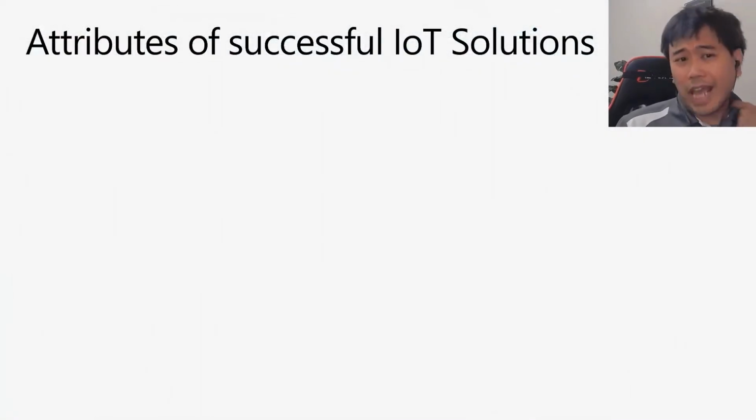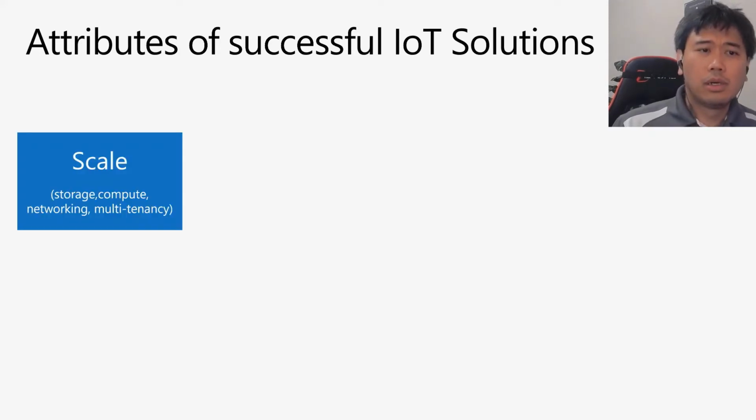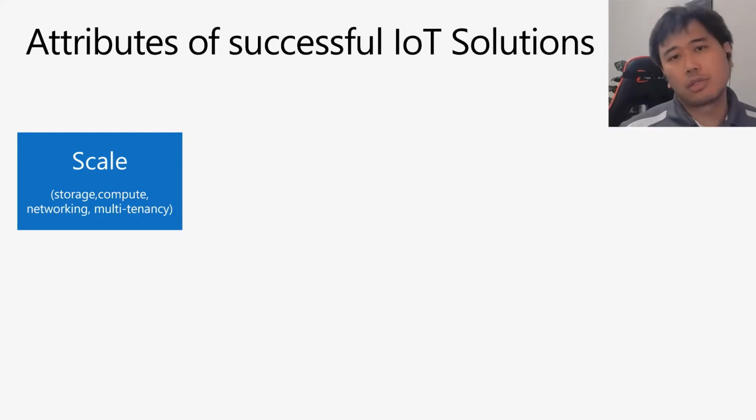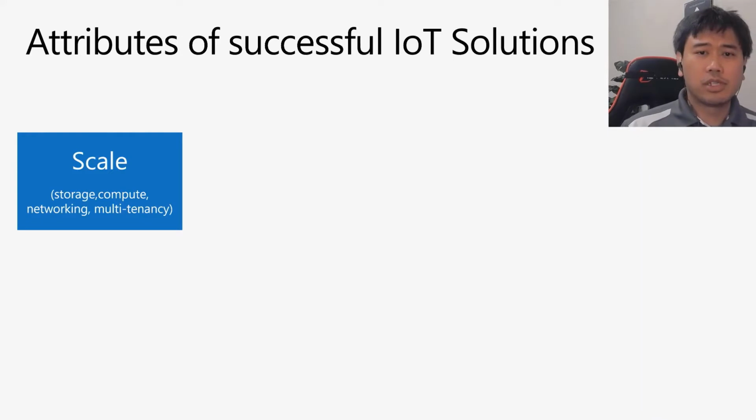And so, what are the different attributes of a successful Internet of Things solution? One is scale, right? When you're building an IoT solution, you got to make sure that the services that you use in the cloud can scale, not just storage. Sometimes it's compute, sometimes networking, even multi-tenancy, because you may be having multiple systems.